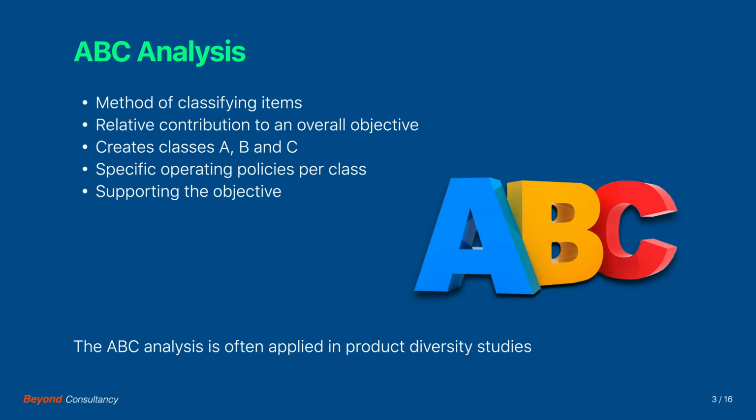The ABC analysis is a method of classifying items, for instance products, according to their relative contribution to an overall objective, for instance sales. It typically creates three classes, A, B and C, for which specific operating policies can be designed. If done well, the sum of these policies supports the overall objective. The ABC analysis is often applied in product diversity studies.